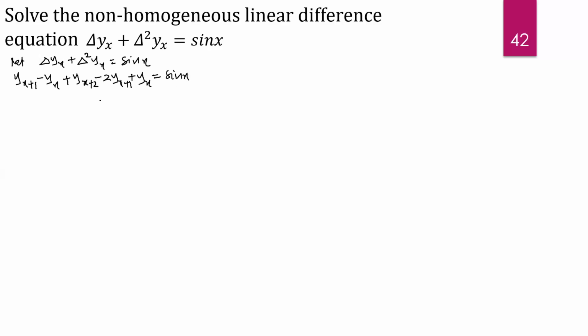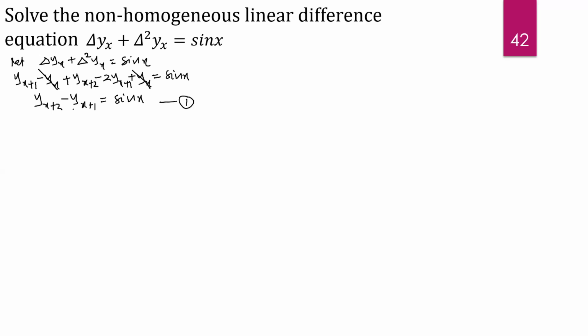Okay. So here y_x cancels. The remaining terms are y_(x+2), minus 2 times y_(x+1) plus y_(x+1), that is minus 1 times y_(x+1), is equal to sin x. Okay. So this is the required difference equation, and suppose this is equation 1.